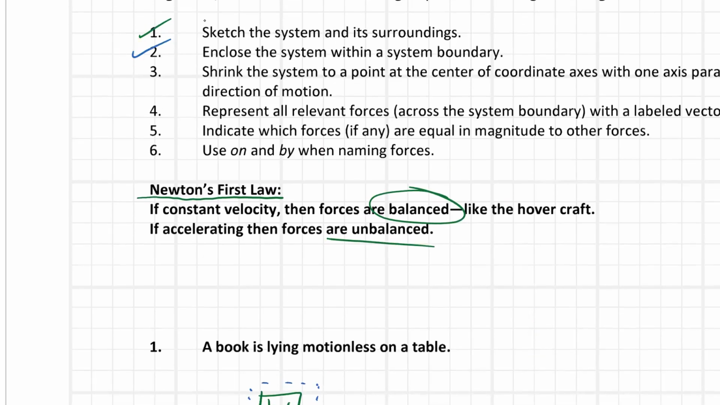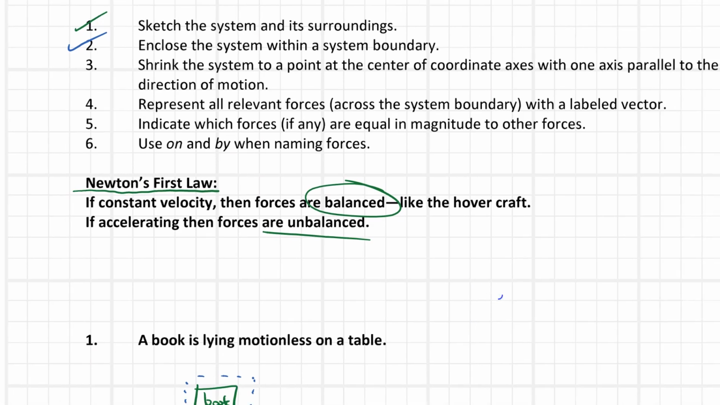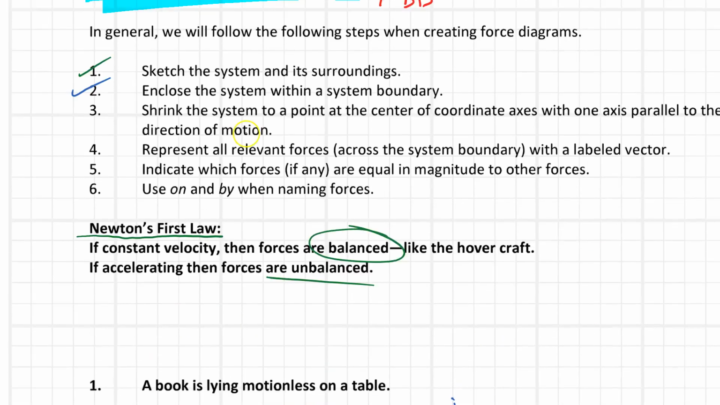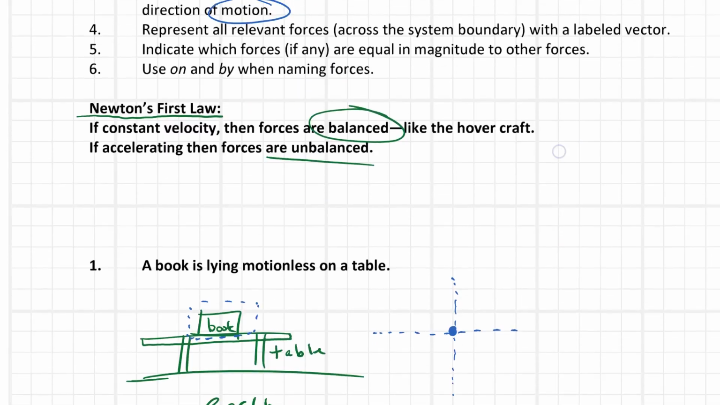That's my system. Shrink the system to a point at the center of a coordinate axis with one axis parallel to the direction of motion. Okay, well, it's a little bit tough because I'll shrink the book to a dot. So there's the dot. And now if I'm going to add the axes, it's not moving. But if it was to move, perhaps it'd be on the familiar horizontal and vertical. So it doesn't follow exactly because there's no motion. So in this case, I'm just going to do X and Y. Represent all relevant forces across the system boundary with a labeled vector.